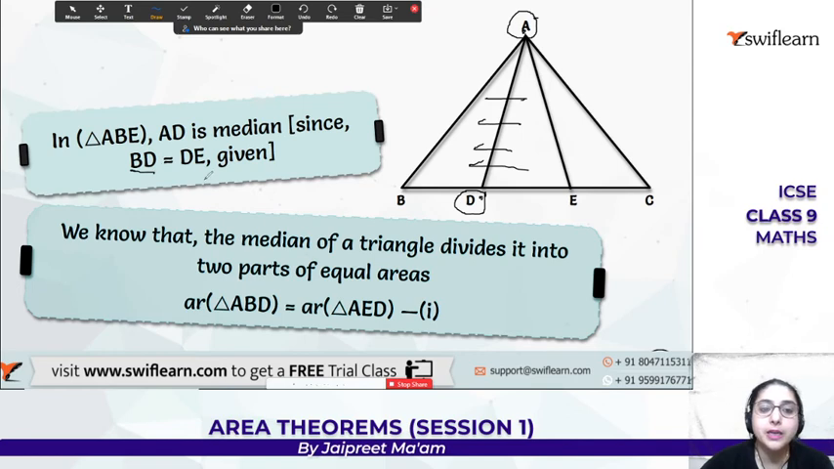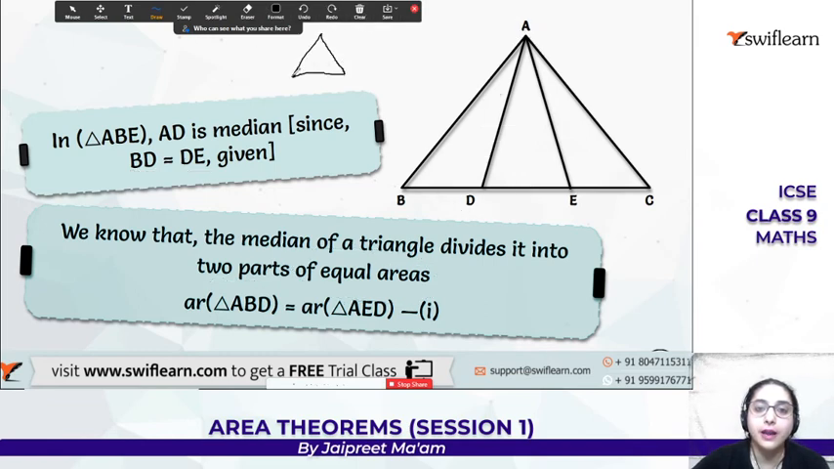Since BD and DE are equal, it's given. Now we know that the median of a triangle divides the triangle into two areas. What if this is a triangle, and this is a median? If this is a triangle ABC and this is a median, the median actually divides a triangle into two equal areas.